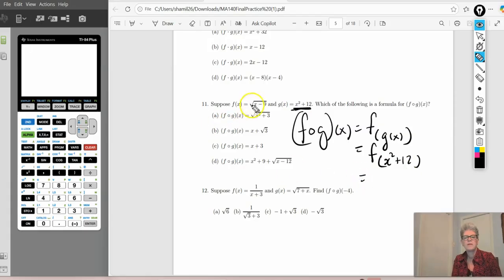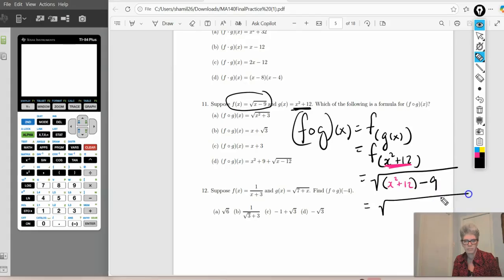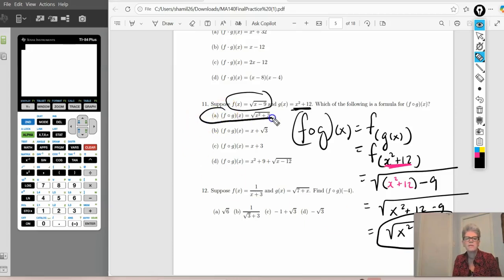Okay. So now I'm going to get the formula for f, and everywhere there's an x, I'm going to leave blank parentheses. Because now I want to evaluate f at x squared plus 12. So that's what I'm going to put in there. I can drop those parentheses now, and I get x squared, and then 12 minus 9 is 3. Now don't ruin it. Don't think you can simplify that further. You cannot. So the answer is going to be A.